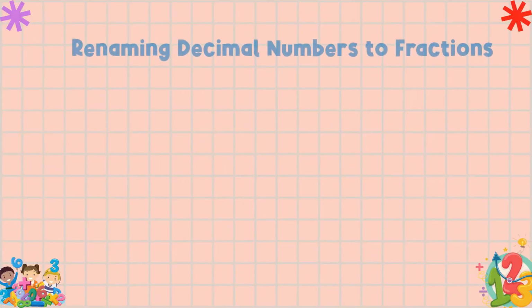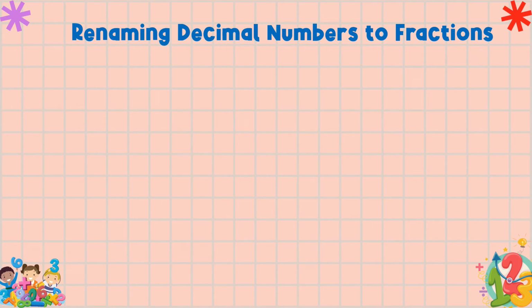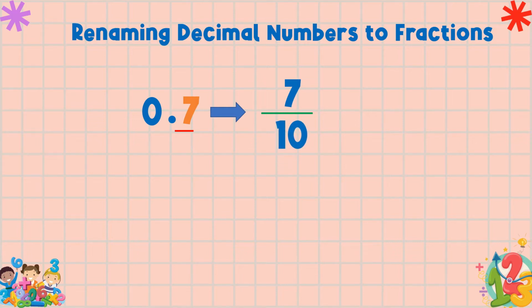Let's discuss how to rename decimal numbers to fractions. For example, 0.7. First, we're going to write 7 as our numerator, then count the digits in the decimal number. Since there is only one digit in our decimal number, our denominator is 10. We read this as 7/10.